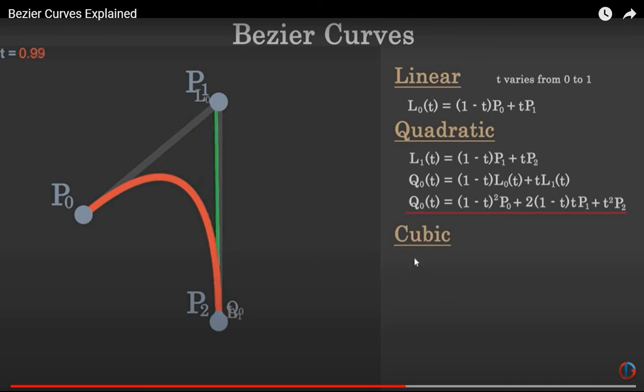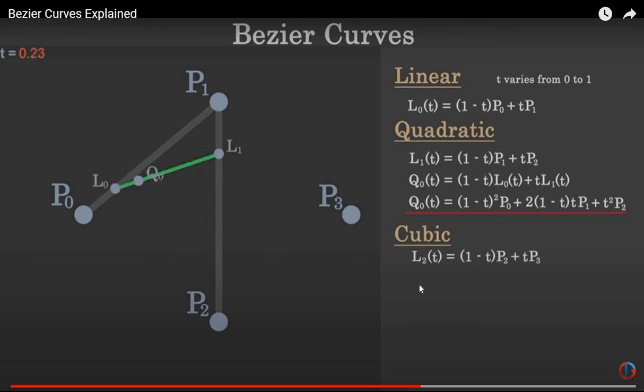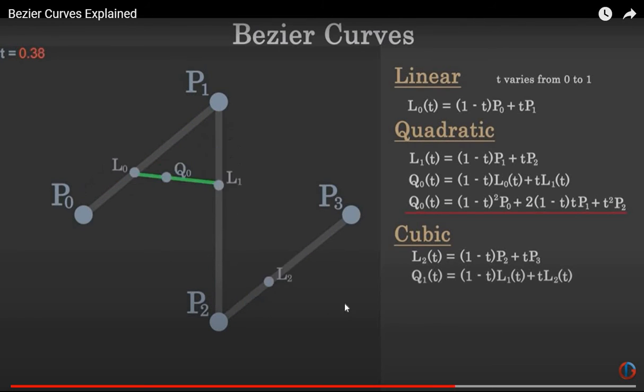Now let us talk about cubic. In cubic, you need 4 points. So when we have 4 points, we will include another L2 from P2 to P3. Okay, we have another L2 here. Alright, and this L2, you will integrate with the rest of this. Q1 will be equal to this L1 and L2.